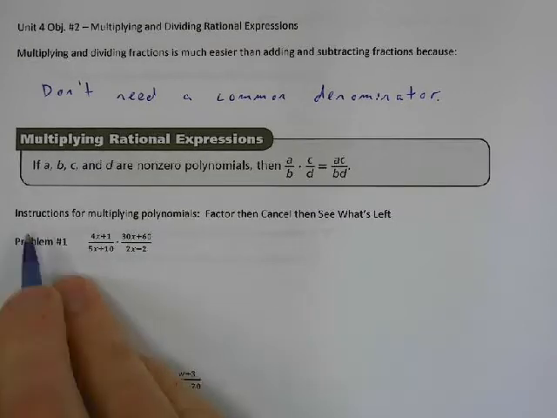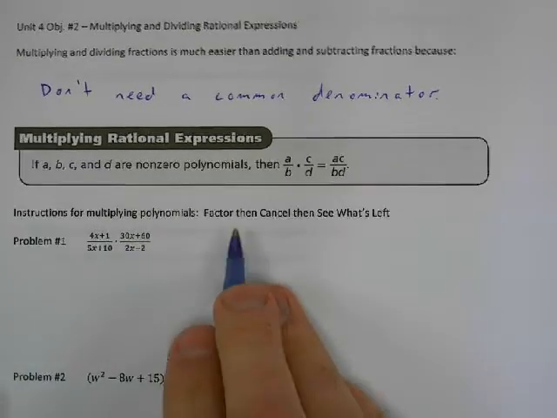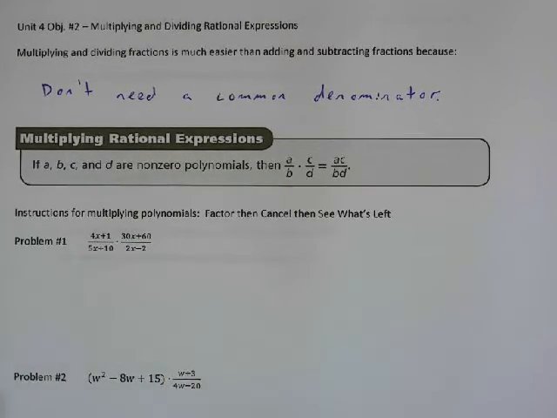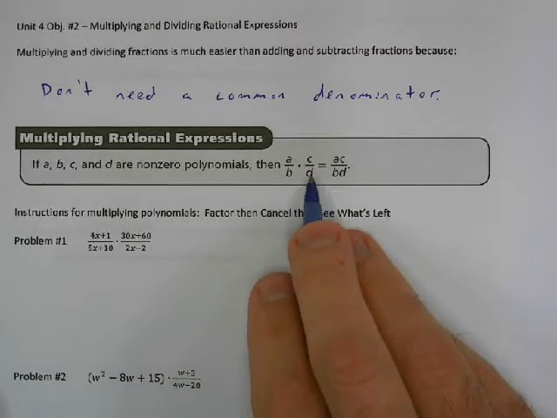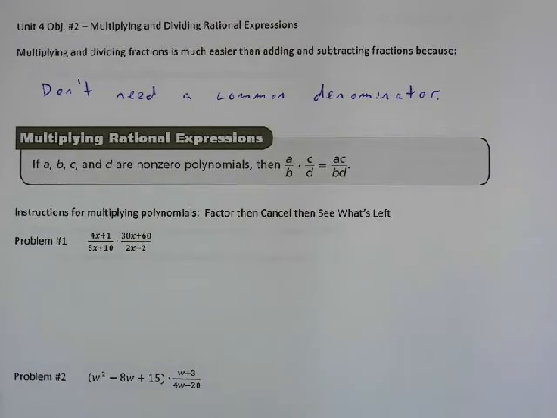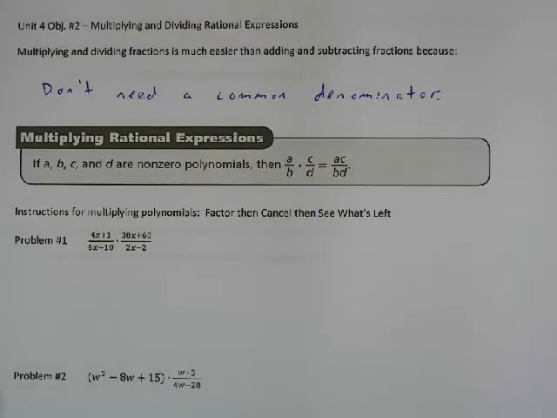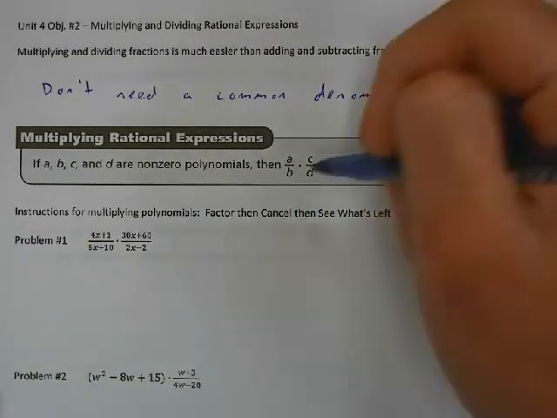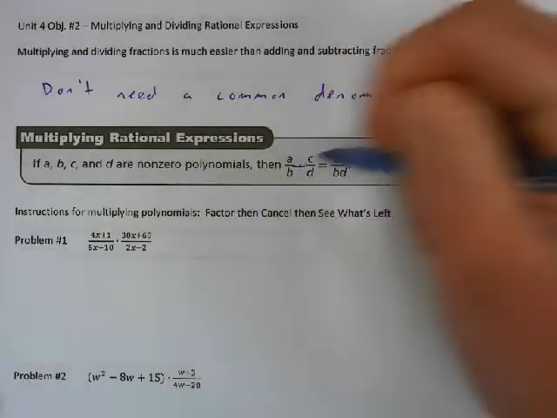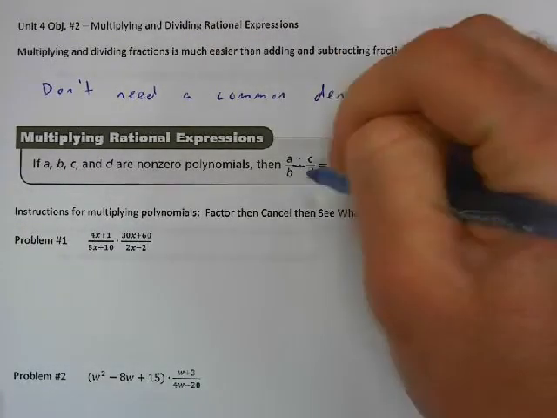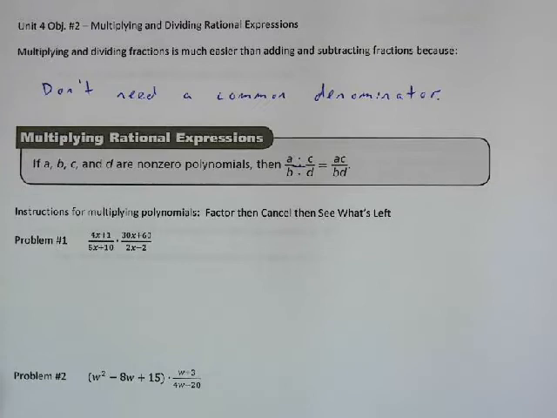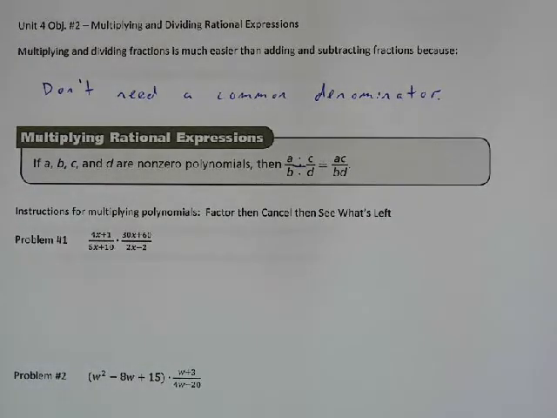All right, instructions for multiplying polynomials. Factor, then cancel and see what's left. That's pretty much it. Also keep in mind, since a over b times c over d equals a times c over b times d, whenever you're given a multiplication problem, you can pretty much just connect the two fraction bars, and then put this times that on top and that times that on bottom. So we don't have to rewrite the whole problem. Pretty much just connect them.